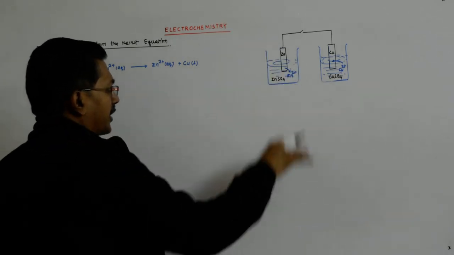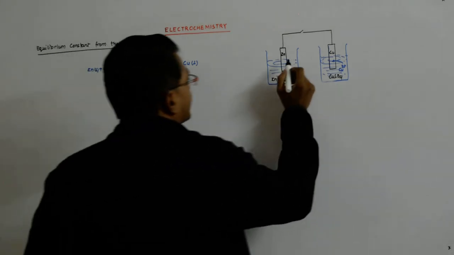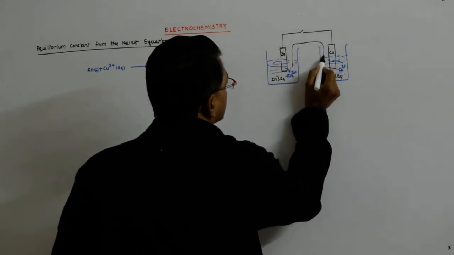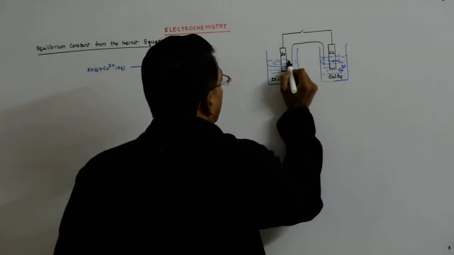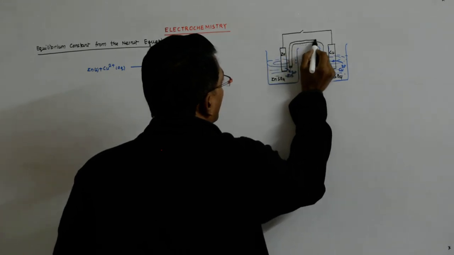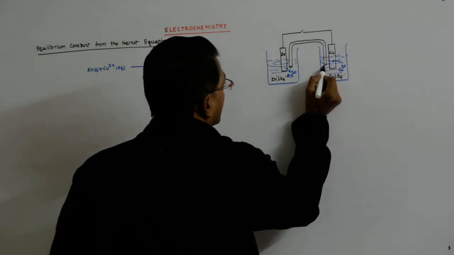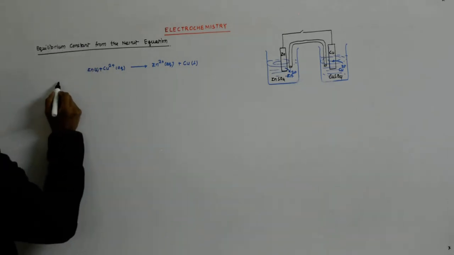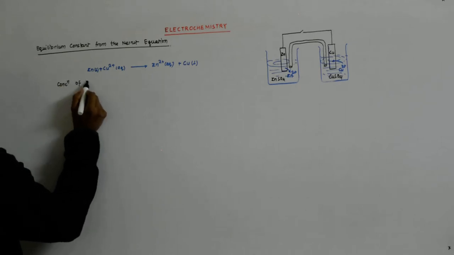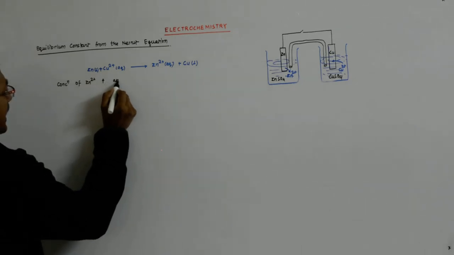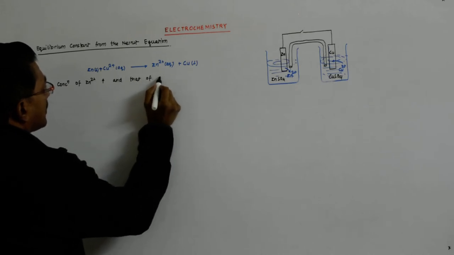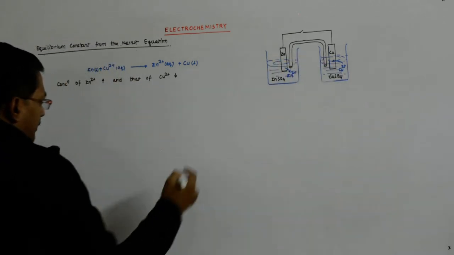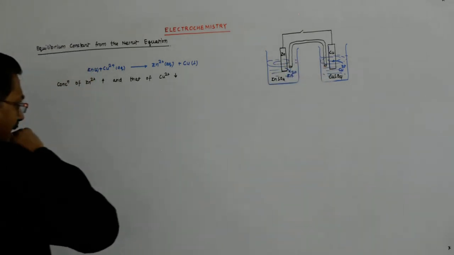Now we have seen the moment we put it in, what happens? And obviously there is a salt bridge. Let us not forget that. There is a salt bridge as well. Now what happens is, as this reaction proceeds, the concentration of Zn2 plus increases and that of Cu2 plus decreases, because more of Zn is getting formed into Zn2 plus and more of Cu2 plus is getting formed into Cu. So this concentration here goes down.